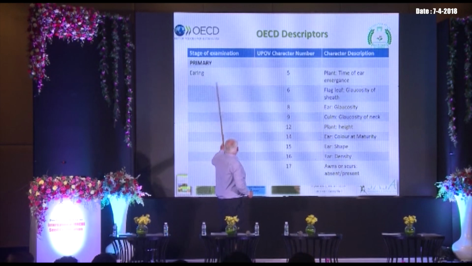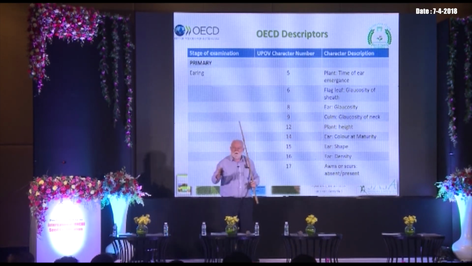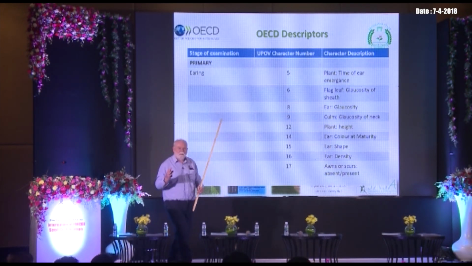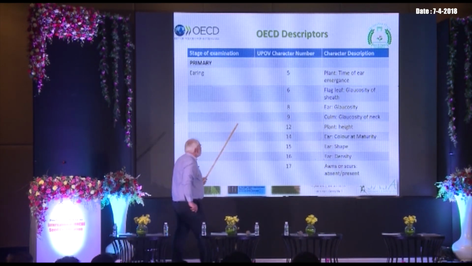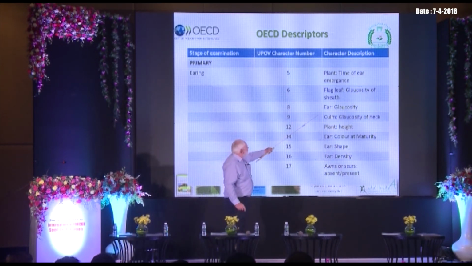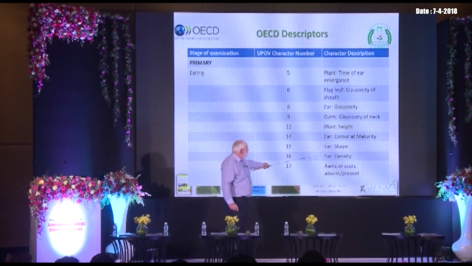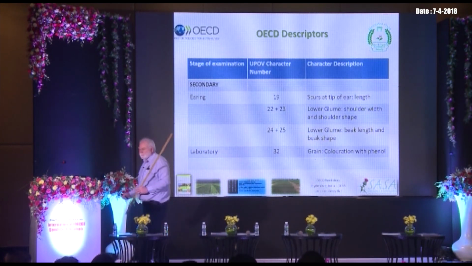So earing, the UPOV character number is 5, so we've got time of ear emergence, flag leaf, glaucosity of sheath. Does anybody remember what glaucosity is before I go any further? Waxiness. Yes, that's right. Excellent. Well done. Ear glaucosity, culm, glaucosity of the neck, plant height, colour of ear at maturity, ear shape, ear density, and horns or scurs present or absent.